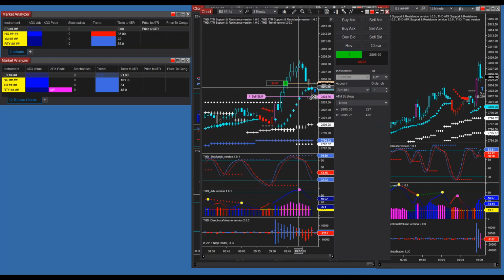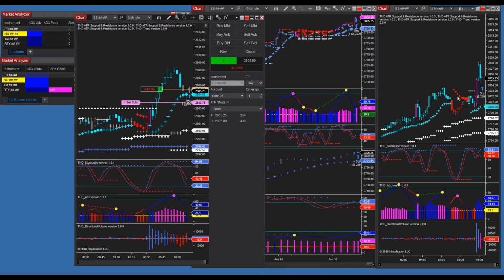Now, I don't particularly like this setup because I like using higher time frames. And the higher time frame over here, this is a 12-minute chart, is indicating to me that the market is overextended on the 12-minute chart. Well, guess what? We just went long. Does everybody understand that? This is one of the reasons I like using the multiple time frames.